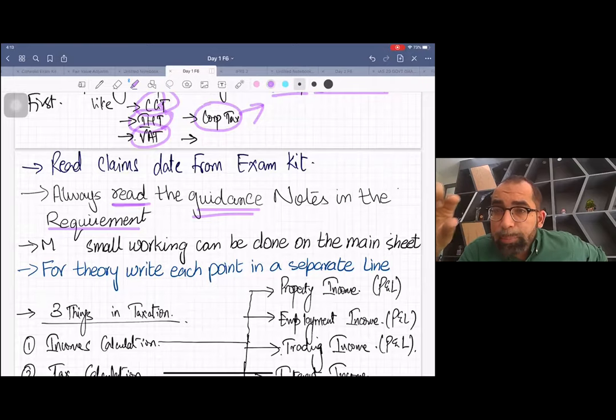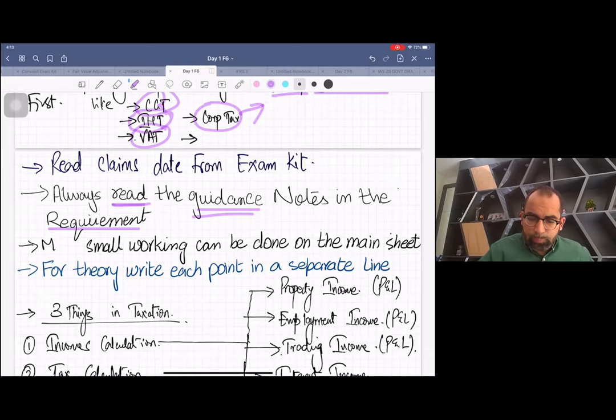So if you forget to read those guidance notes, you will lose marks. Okay, you will lose some cash marks. So be careful.